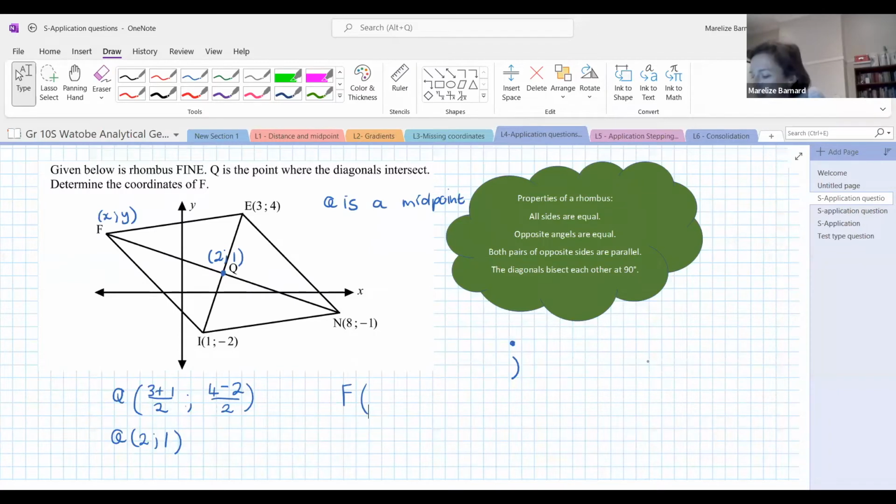Right, pop your answer in the chat if you have the coordinates of F. Remember, Q is the midpoint between F and N. So be careful when you calculate. Pop your answers in the chat, guys.